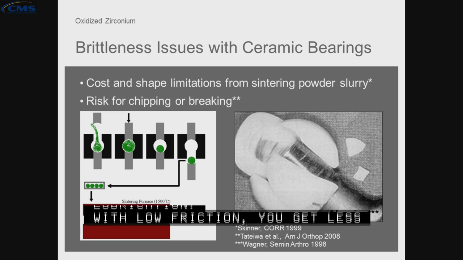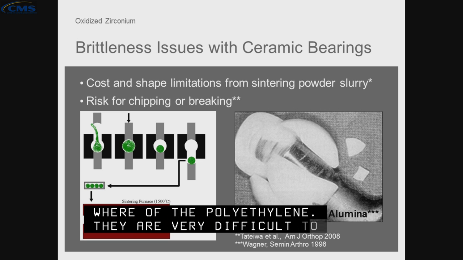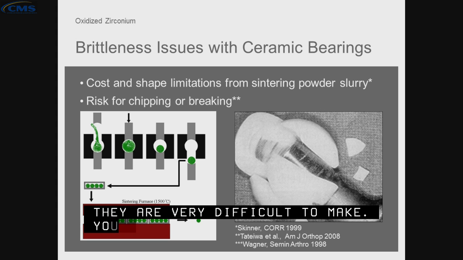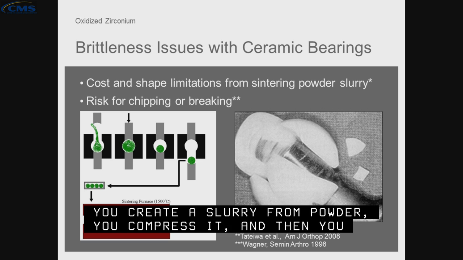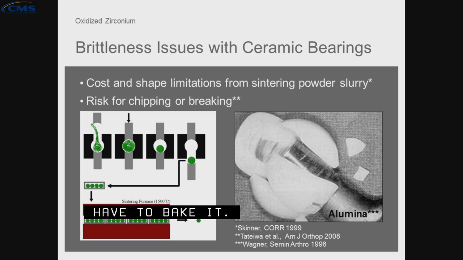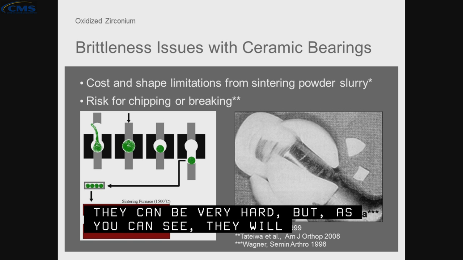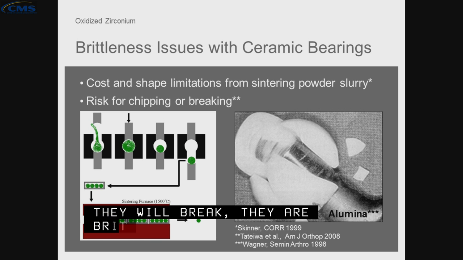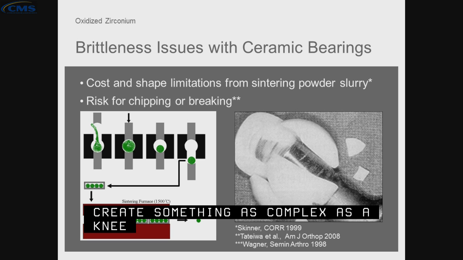They are very difficult to make. You create a slurry from powder, you compress it, and then you have to bake it. That's pretty much another definition of ceramics: they're formed by baking. They can be very hard, but as you can see, occasionally they will chip or break. They are brittle, and when you're trying to create something with as complex a geometry as a knee femoral component, ceramics do not like sharp corners and complex geometries. Very difficult to make and very expensive.